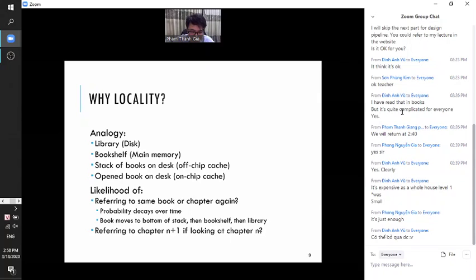What kind of example? We can consider a library like a disk. A library is where we store many kinds of books, and we have a bookshelf as the memory. On the bookshelf are some books we like and often read, and a stack of books on the desk is considered the cache. It means that some books we are reading, we put on the desk for easy reading, easy reference. An open book on the desk, or a book we are reading, is considered a cache hit.